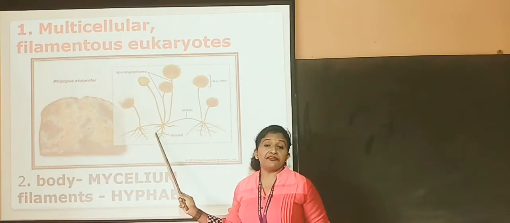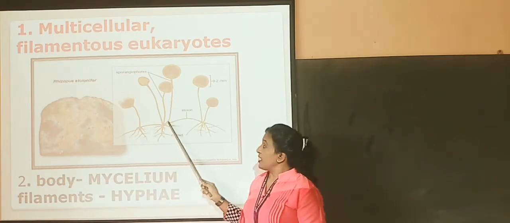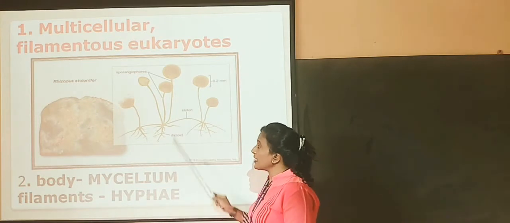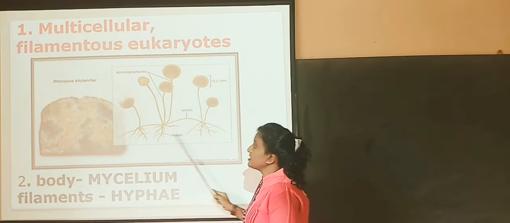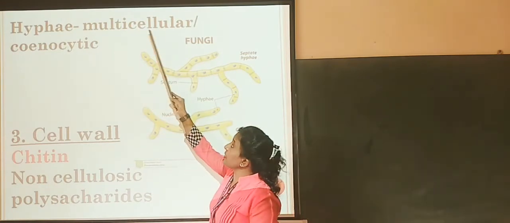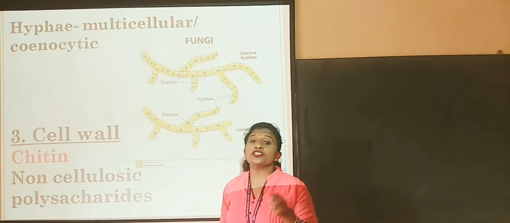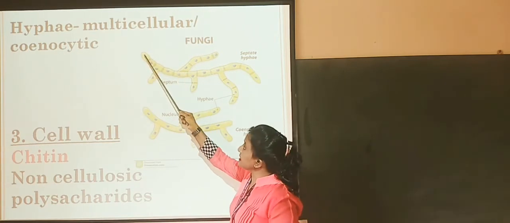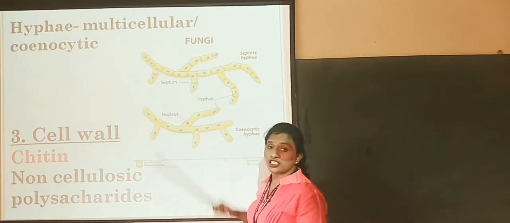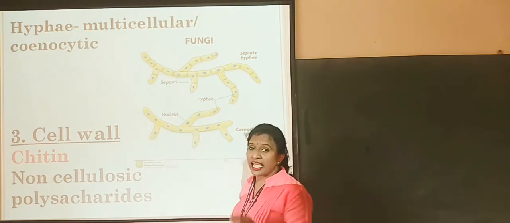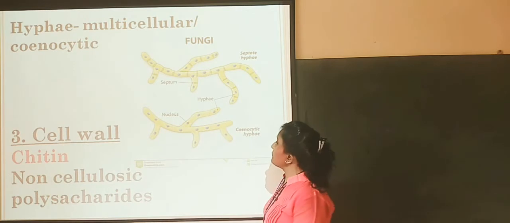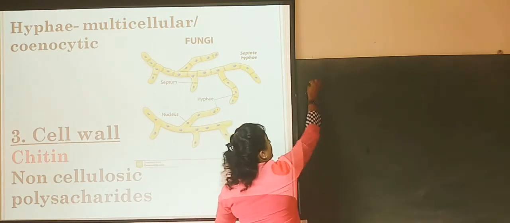The main body of the fungus is called the mycelium, and these long, slender, thread-like structures, filaments, are called hyphae. So the network of these hyphae is called mycelium. The hyphae can be either multicellular or coenocytic. Multicellular indicates that there are many cells present. So these hyphae have cross walls, okay? And each cell will have one nucleus in it, okay? Such multicellular hyphae are also called septate hyphae.